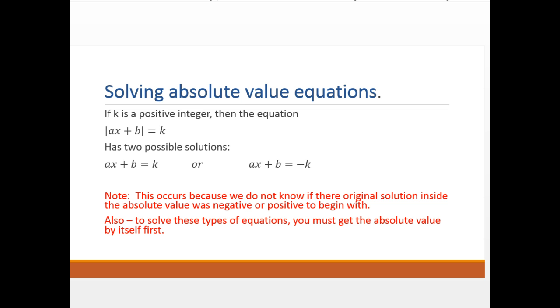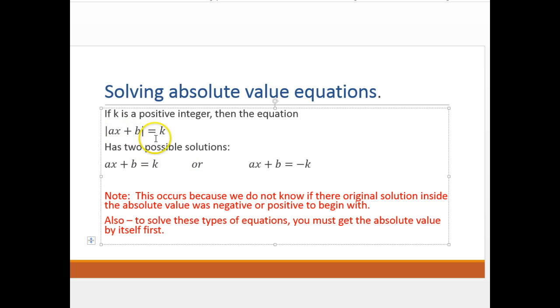An absolute value equation can always be broken down to something like this. If k is a positive integer, then the equation, the absolute value of ax plus b equals k, has two possible solutions. Either ax plus b equals k, or ax plus b equals negative k. The reason this occurs is we do not know if the stuff inside the absolute value is a positive k or a negative k. And it doesn't really matter because the absolute value will make it positive in the end, but we have to solve for both.